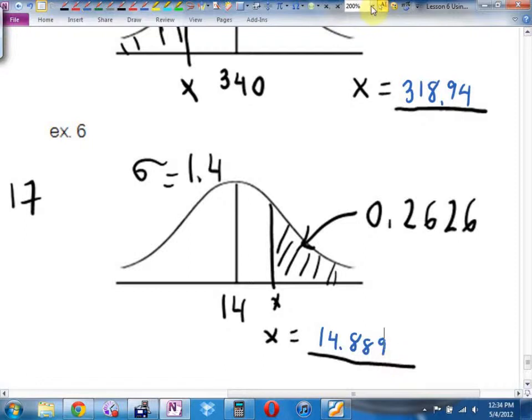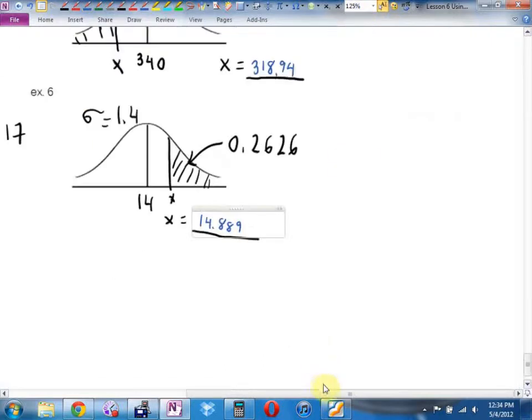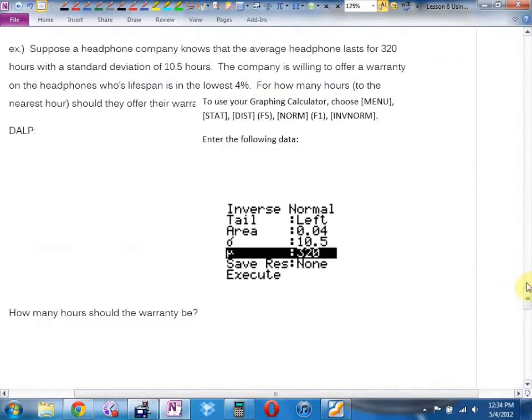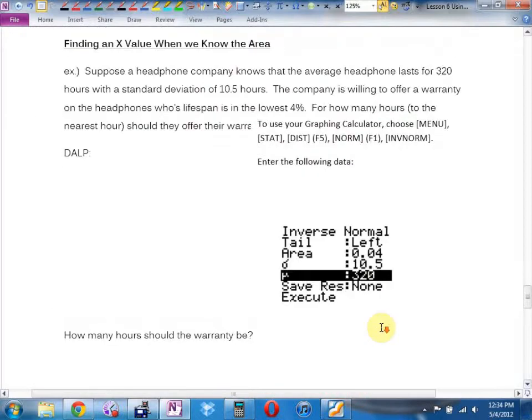Can you turn back one page and look at the example that I gave you on the previous page? Okay. Going backwards using the inverse normal, finding an X value when we know the area to the left or to the right. Suppose a headphone company knows that the average headphone lasts for 320 hours with a standard deviation of 10.5. The company is willing to offer a warranty on the headphones whose lifespan is in the lowest 4%. The crappiest 4%, we can afford to replace those. How many hours should we offer our warranty to the nearest hour?